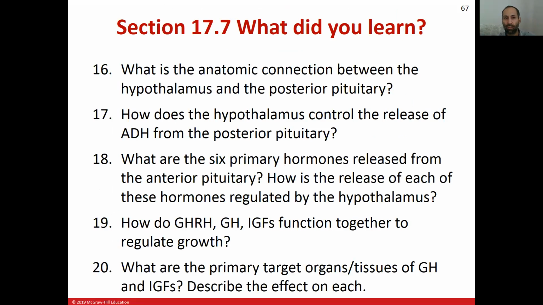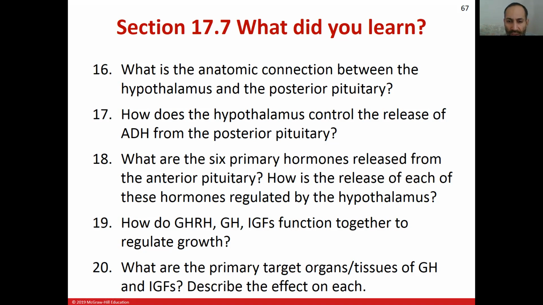What is the anatomic connection between the hypothalamus and the posterior pituitary? It's called the infundibulum, right? How does the hypothalamus control the release of ADH from the posterior pituitary? By means of secreting pre-made ADH through nerves down to the posterior pituitary. What are the 6 primary hormones released from the anterior pituitary? Who remembers? Growth hormone, ACTH, TSH, FSH, LH, and prolactin, 6. How's the release of each of these hormones regulated by the hypothalamus? The hypothalamus secretes releasing hormones or inhibiting hormones to regulate these pituitary hormones.